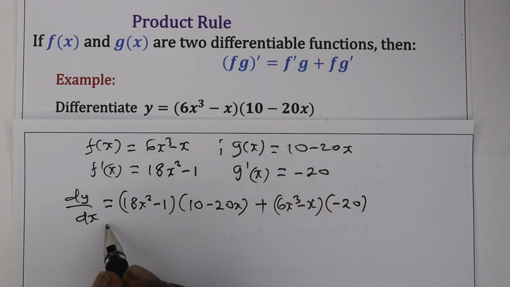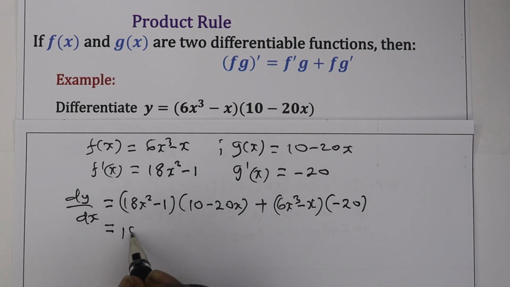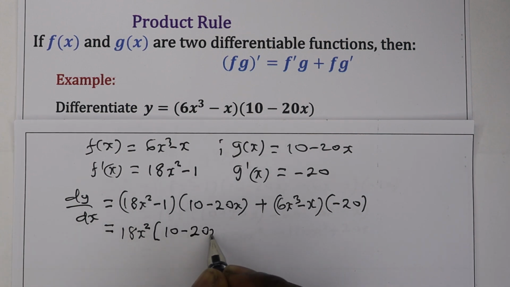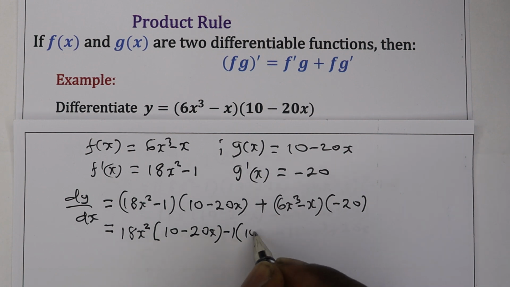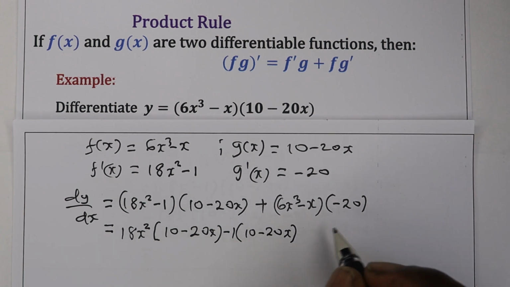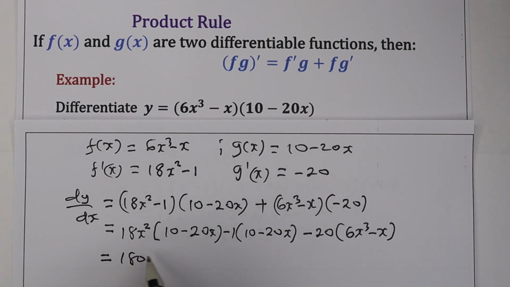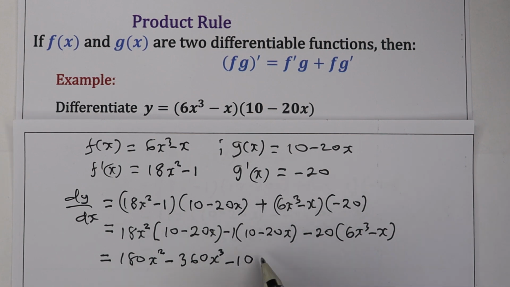So all you need to do is just open up the brackets. So you're going to have 18x squared into 10 minus 20x, minus 1 into 10 minus 20x, then minus 20 into 6x cubed minus x. So let us simplify this. This will be 180x squared minus 360x cubed, minus 10 plus 20x, minus 120x cubed plus 20x.